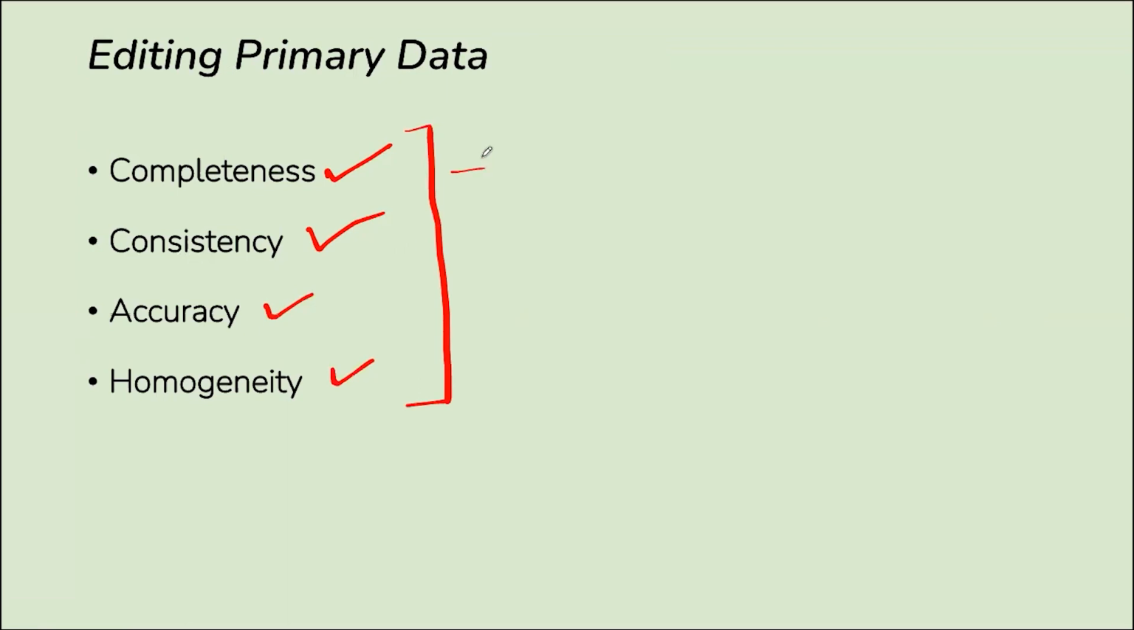What do you understand by completeness? Completeness means that each questionnaire should be complete in all respects. The respondent should have answered each and every question. If some question has been left unanswered, an attempt should be made to contact the respondent and get the response. Even if, despite all efforts, the answers to some important questions are not given, then such questions should be dropped. So ensuring completeness is very important.